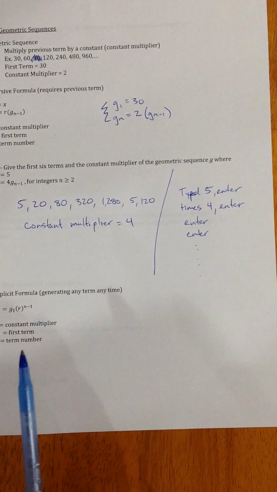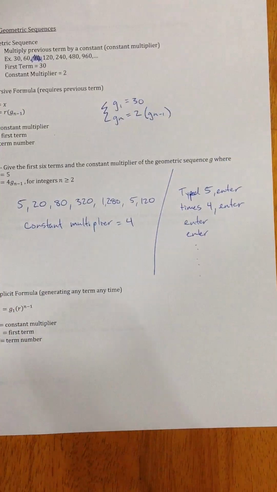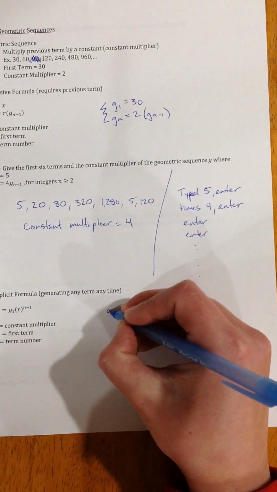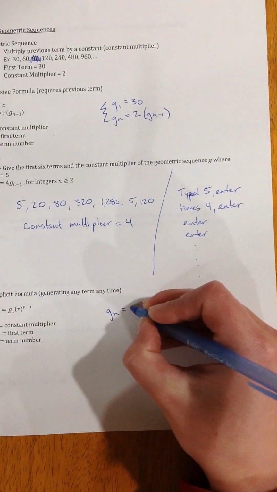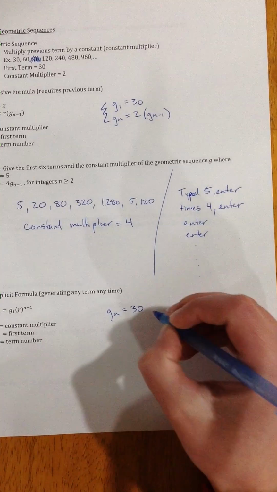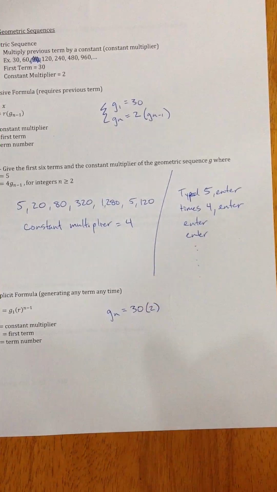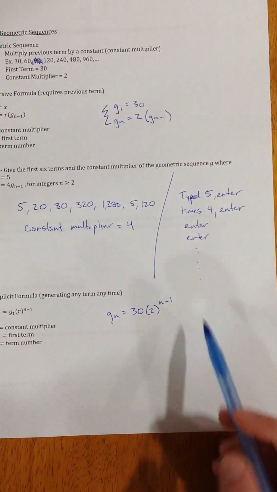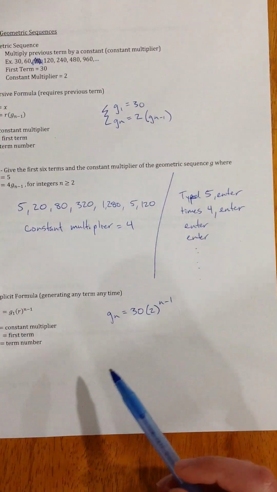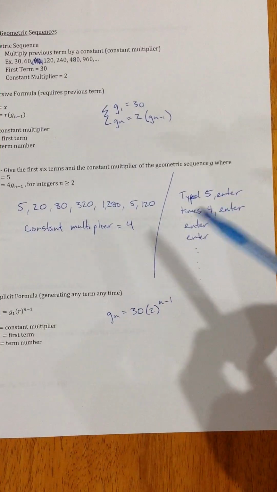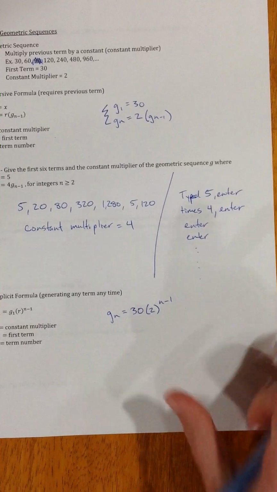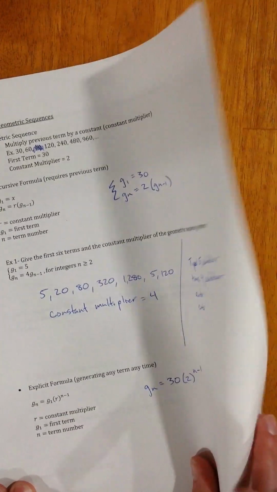Okay, so like if I was setting this up for that first example we did with the 30 and then constant multiplier of 2, it would be like g sub n is equal to 30 for our first term. Our constant multiplier was 2, and then it would be the power of n minus 1, and again the n is just whatever term number you're looking for. So like if you were looking for the 50th term, you would just put a 50 in there. Okay, so let's try some with the explicit formula then.